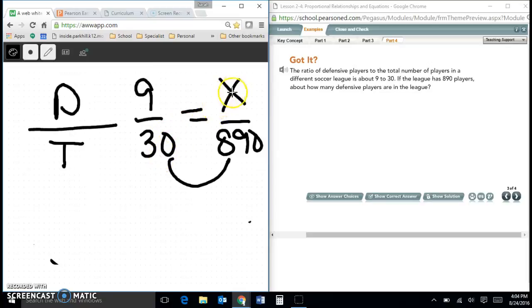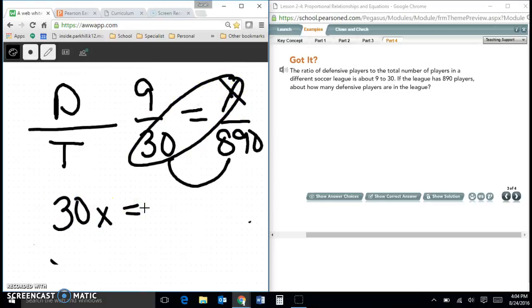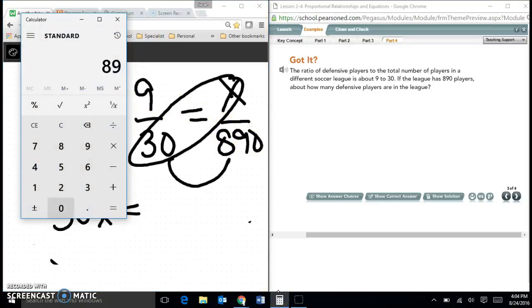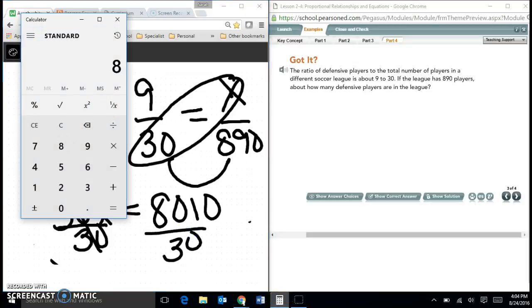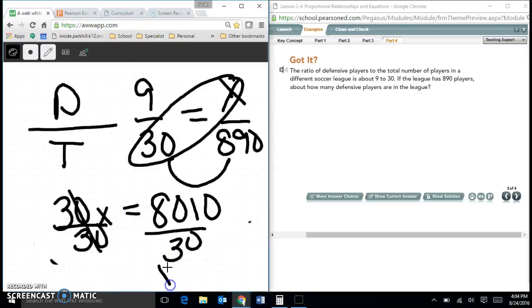So 30 times X, right here, we're going this way, is 30X. Now, I need to know what 890 times 9 is. 890 times 9 is 8,010. Now, divide by 30, divide by 30. So 8,010 divided by 30 is 267. My answer to this math problem would be 267 defensive players, and that's it.